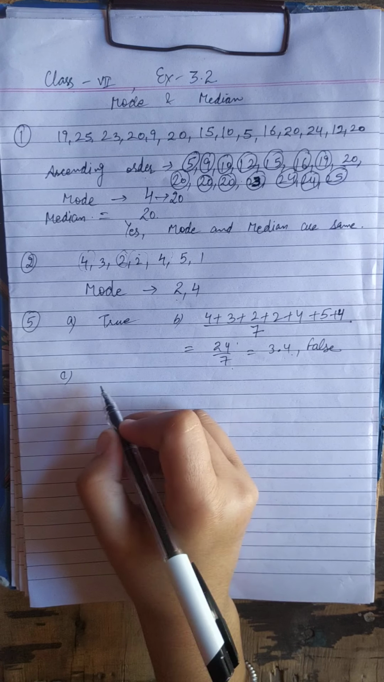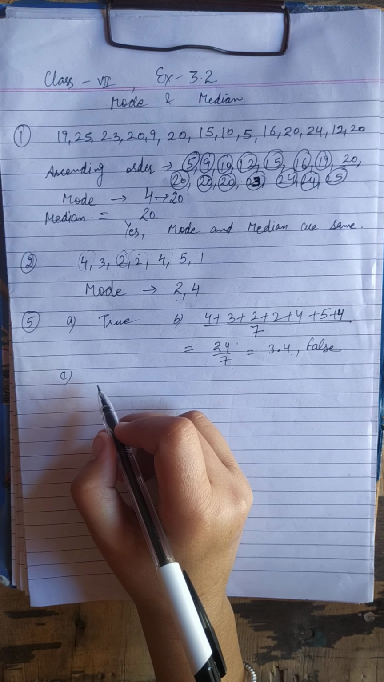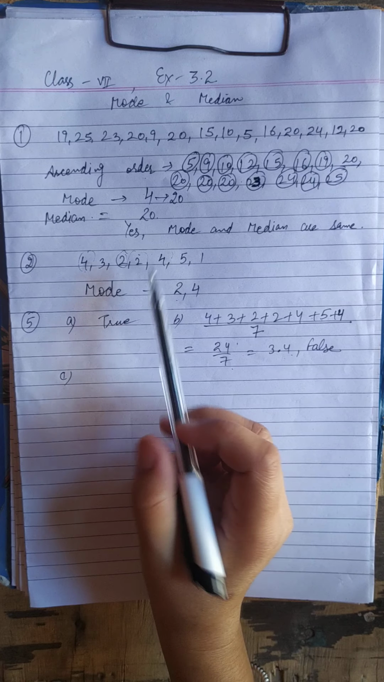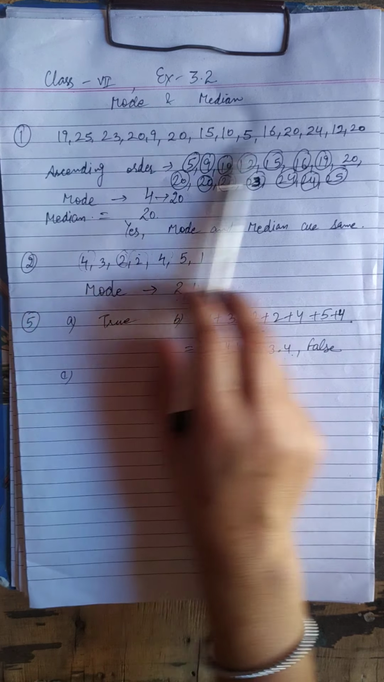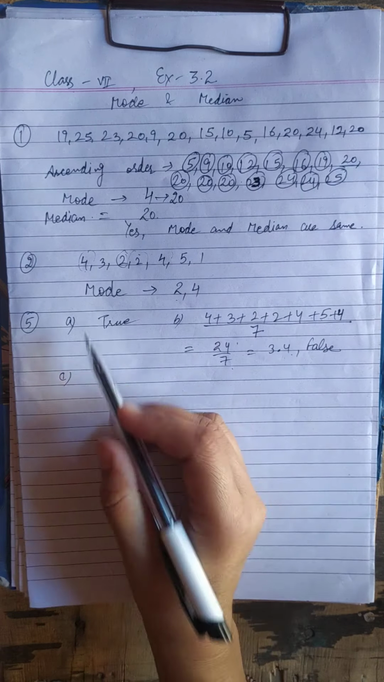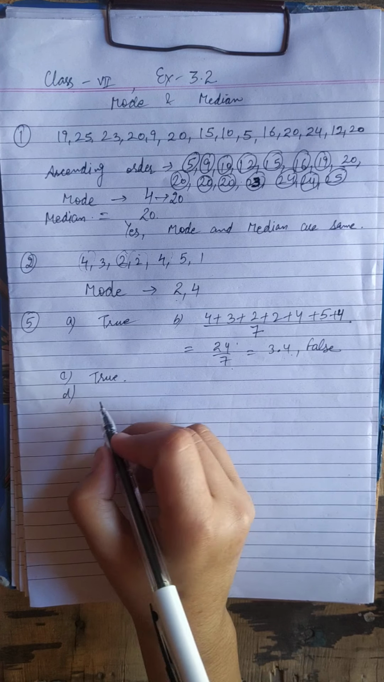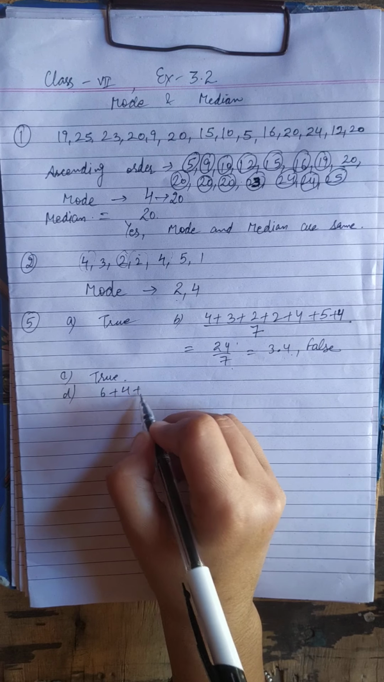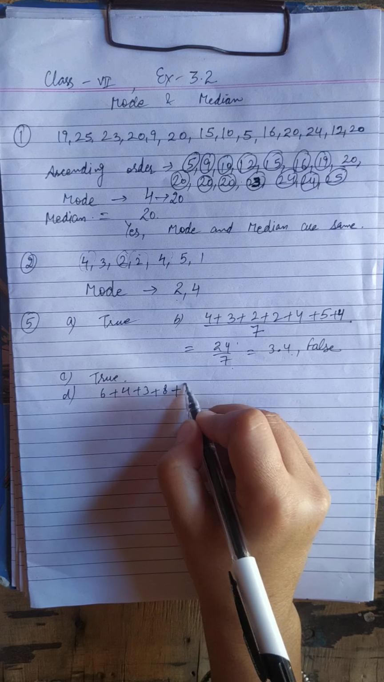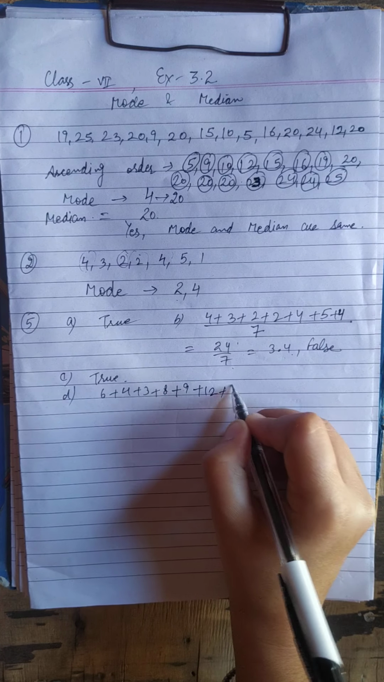Your C part is: the median is always one of the numbers in the data. When we find the median, we are taking the number from the data only, so its answer is true.